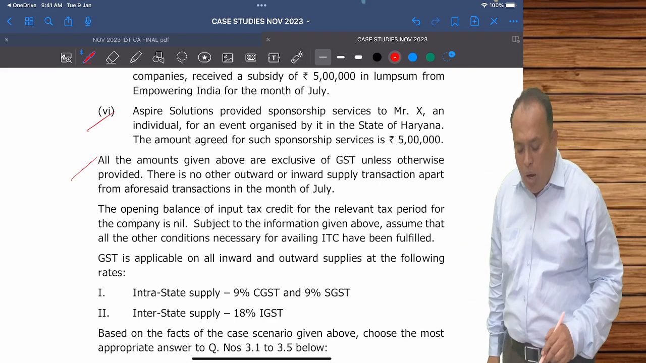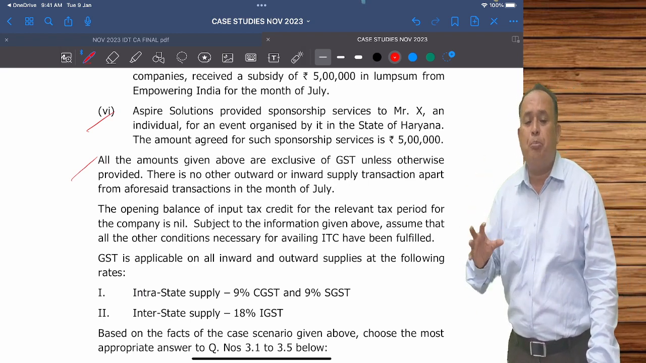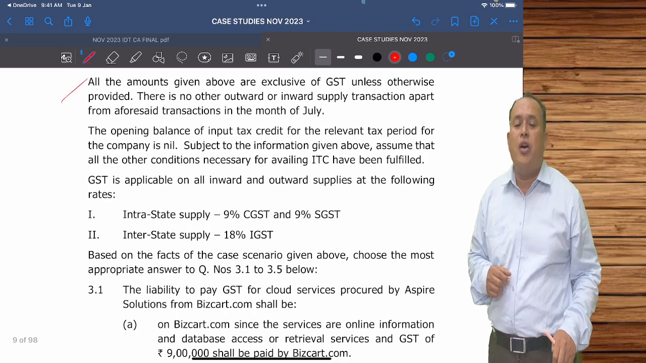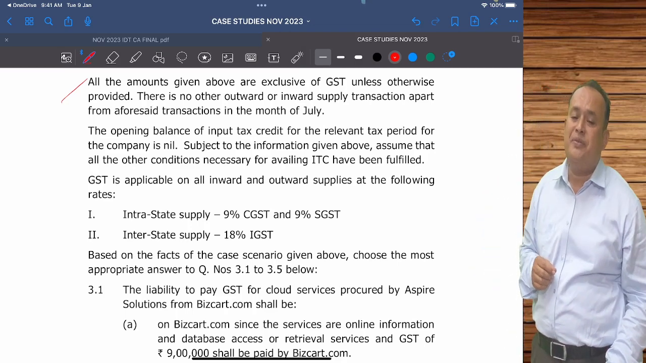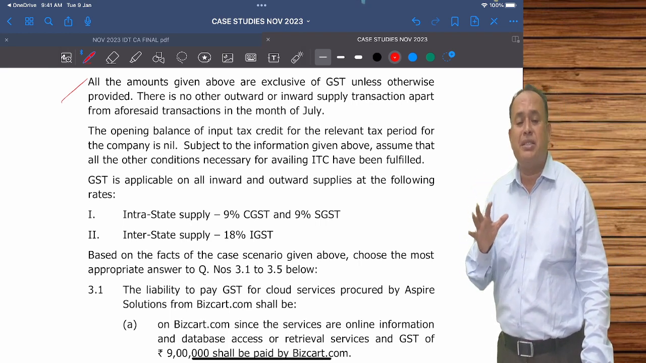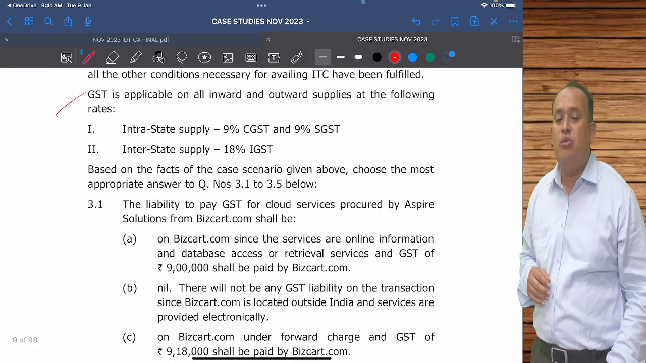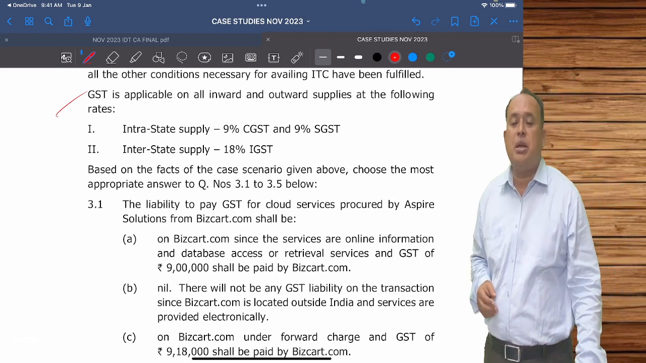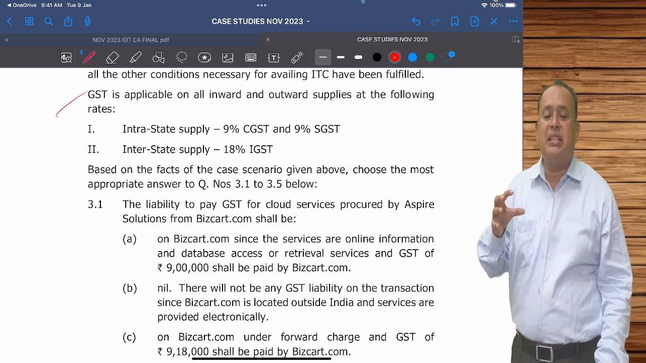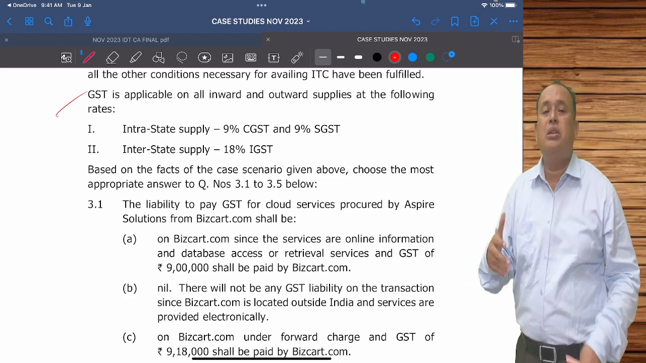All the amounts given above are exclusive of GST unless otherwise provided. There is no other outward or inward supply transaction apart from the aforesaid transactions in the month of July. The opening balance of input tax credit for the relevant tax period for the company is nil. Subject to the information given above, assume that all the other conditions necessary for availing the ITC have been fulfilled. Further, GST is applicable on all inward and outward supplies at the following rates: intrastate supply 9% CGST and 9% SGST; interstate supply 18% IGST. Based on the facts of the case scenario given above, choose the most appropriate answers for questions 3.1 to 3.5 below. So, multiple choice questions again.